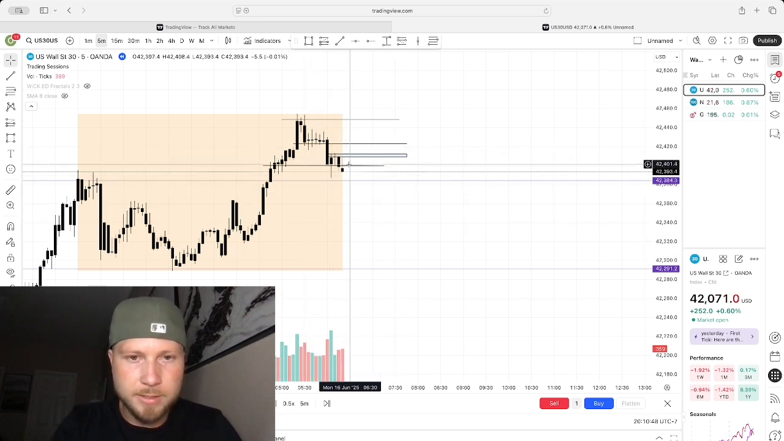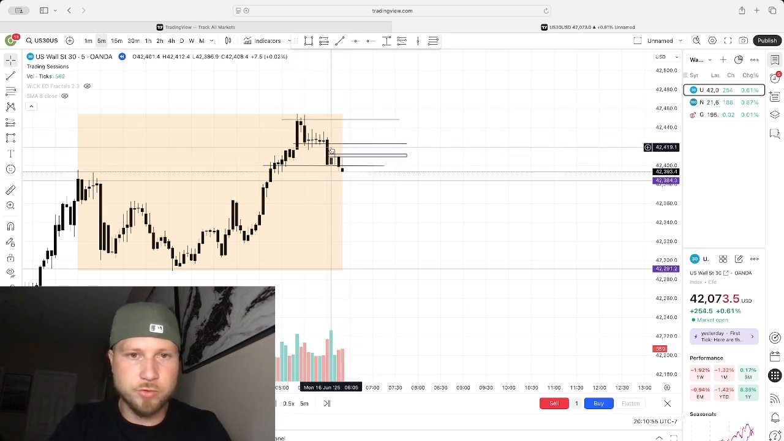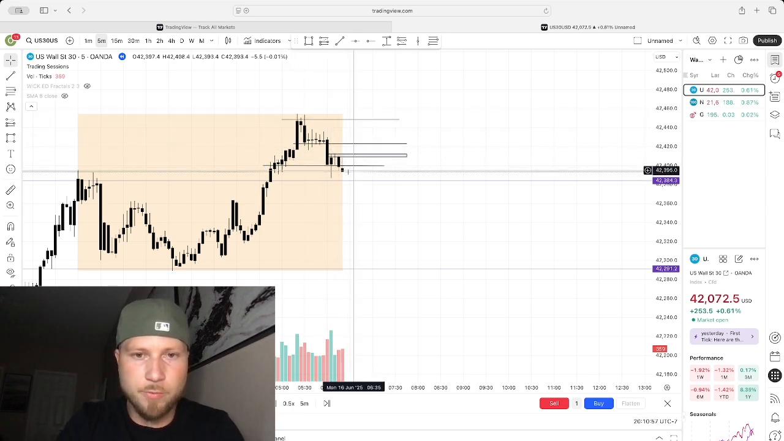All I need to take my trade, I know that I have my trend. I know I'm looking for buys. I've marked out support and resistance levels. So now I know I need my resistance level to be broken and closed above so I can take a long. Let's let price play out.